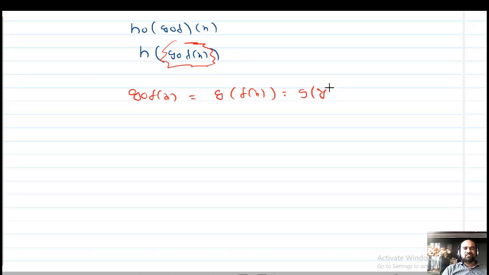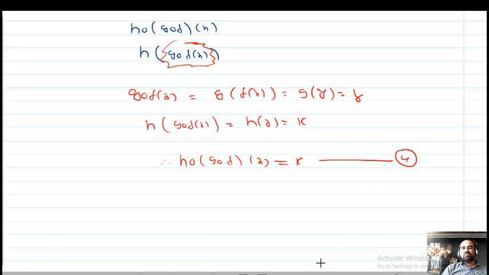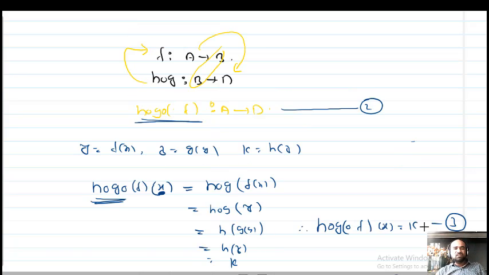What is f of x here? y. G of y? z. So H of G circle f of x means H of z, that is equal to k. What is the meaning of that? H circle of G circle f of x equal to k. Result number 4.